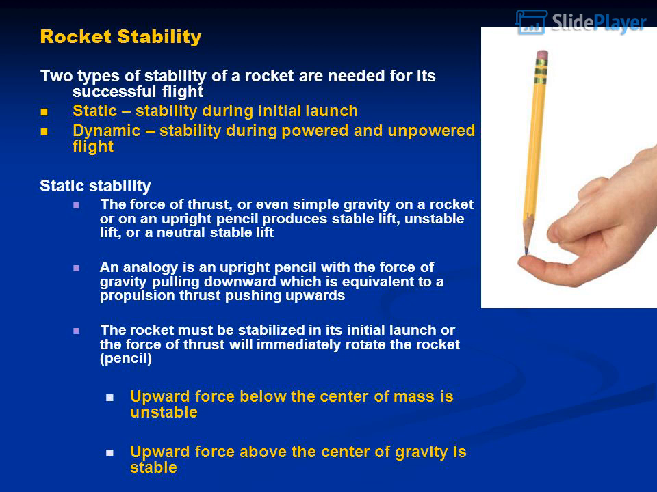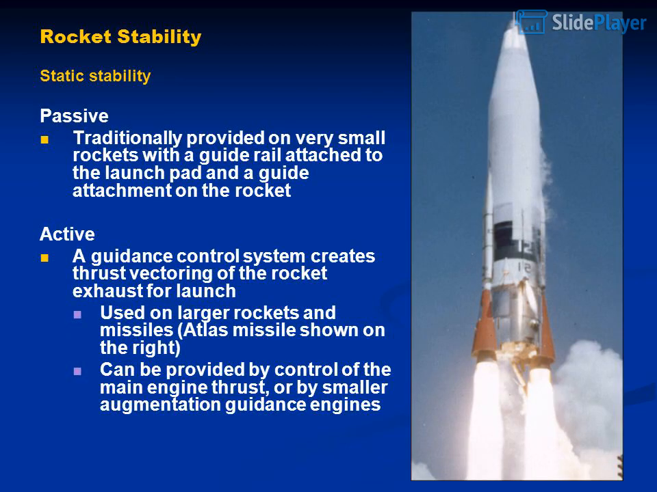An analogy is an upright pencil with a force of gravity pulling downward, which is equivalent to a propulsion thrust pushing upwards. The rocket must be stabilized in its initial launch or the force of thrust will immediately rotate the rocket, or pencil. Upward force below the center of mass is unstable. Upward force above the center of gravity is stable. Used on larger rockets and missiles, Atlas missile shown on the right.